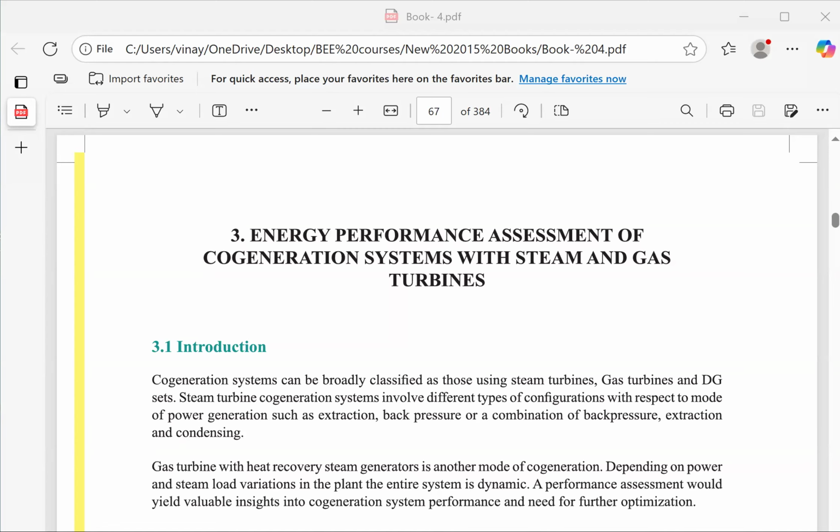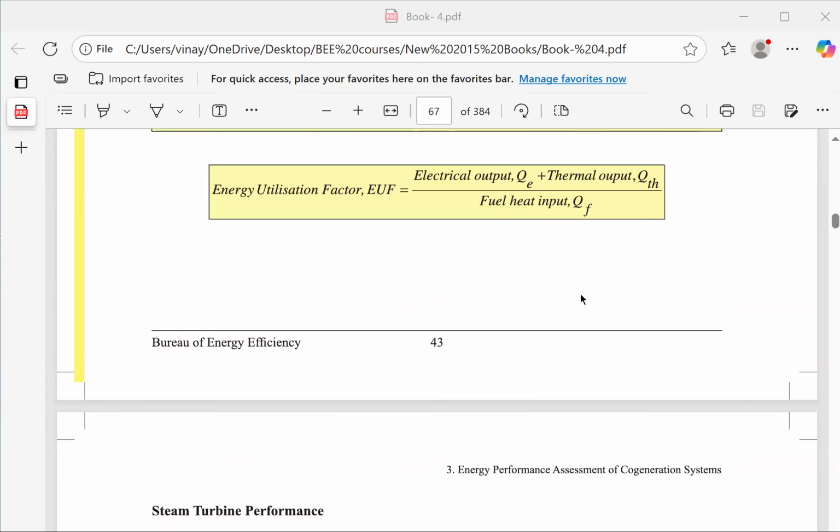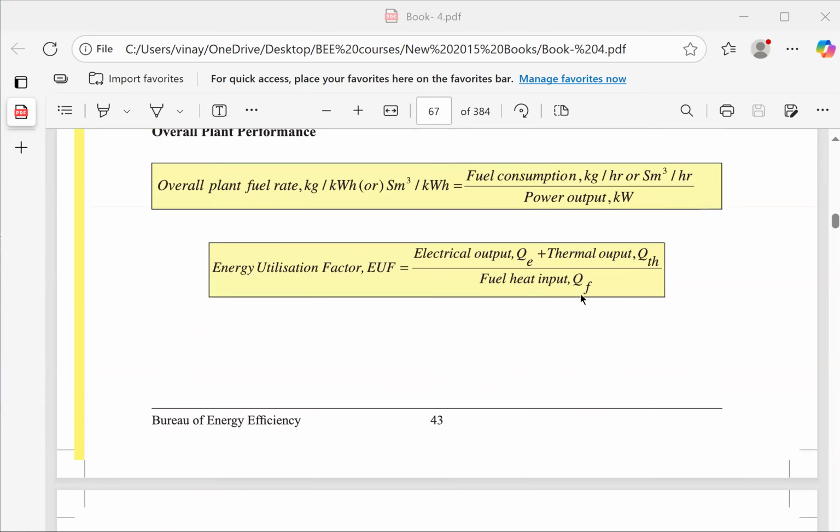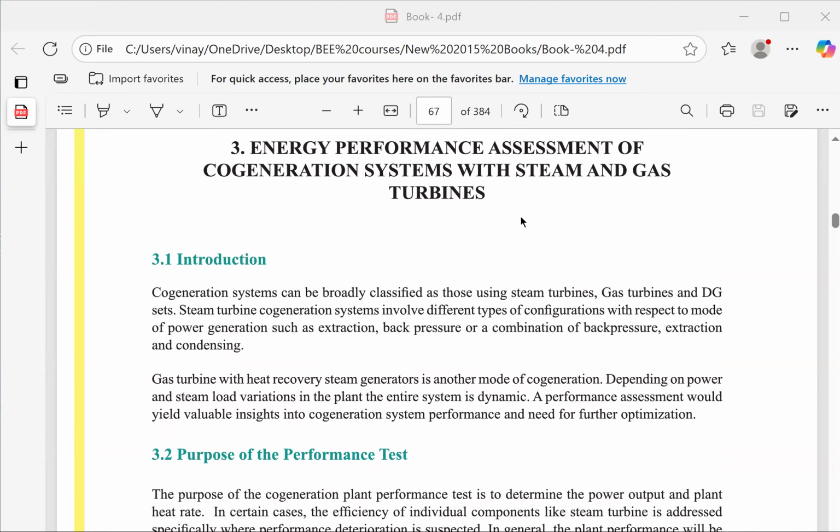Sir, this is book two. Energy performance. No, this is book 4. Oh, sorry. Give me a minute. Book 4, chapter 3. Got it, sir. The page in the book is 43, and if it is a soft copy, then it is 67. No sir, I have the hard copy. Okay, I'm on that same page.